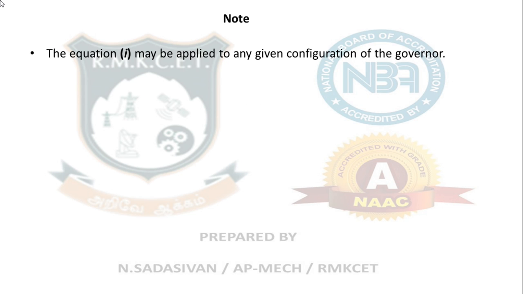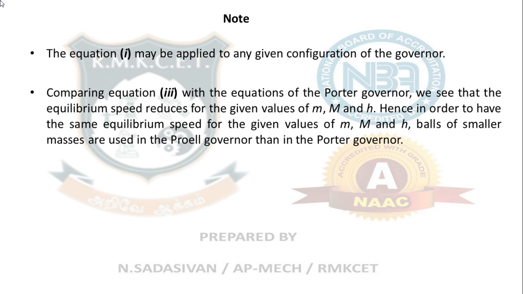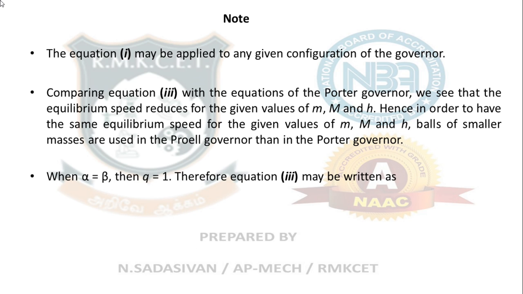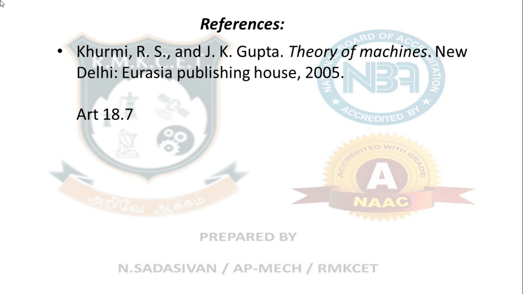So there are some special cases. Equation 1 may be applied to any configuration, but you can go back in the video and see which is equation 1. Comparing equation 3, so it is proportional, okay, to the Proell governor formula. That's what he's trying to say. And alpha equal to beta, q equal to 1, therefore the equation 3 may be written as, it may be simplified. The same thing what you do in the previous case. M plus m by m into 895 by h. Okay, so that completes the derivation. So it's taken from a textbook.